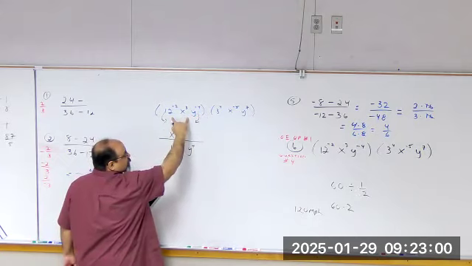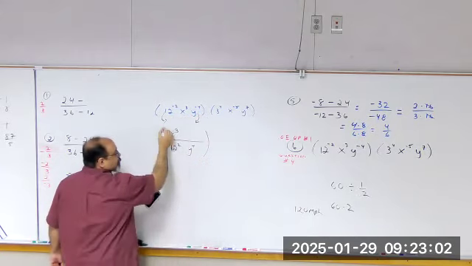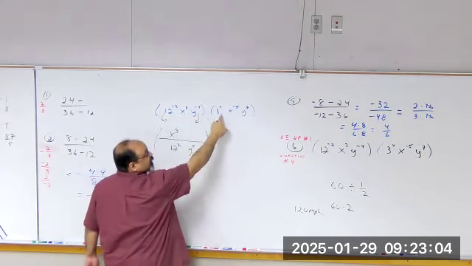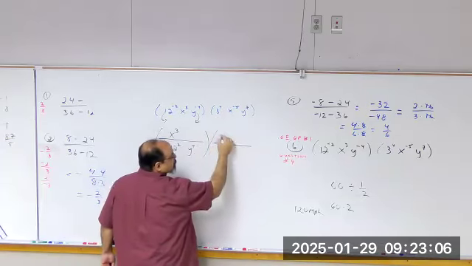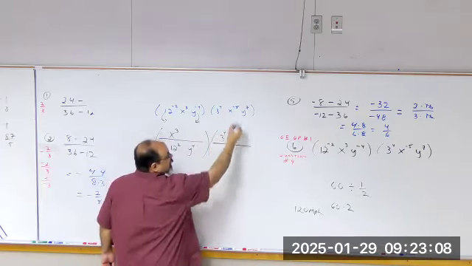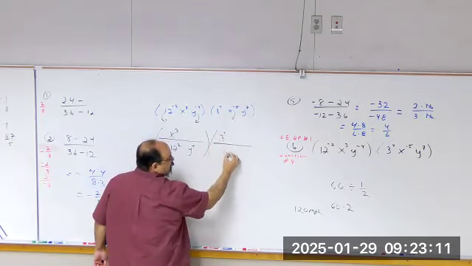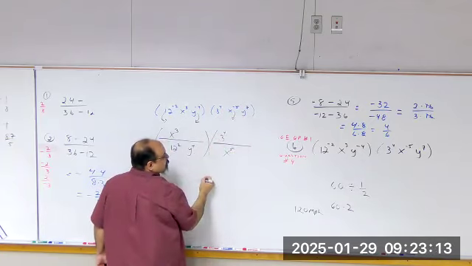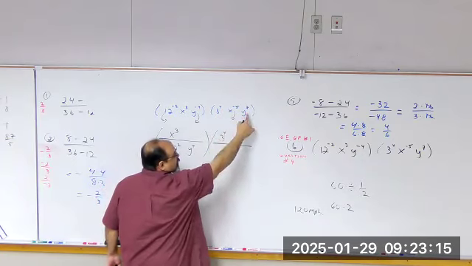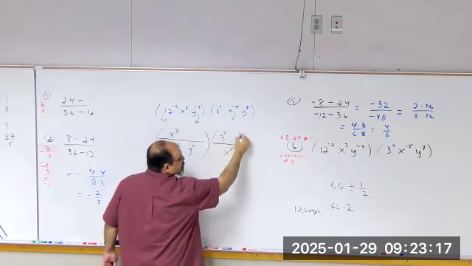So this one times this one. 3 to the +4 stays put. X to the -5 is going to flip down. It's now x to the +5. Y to the 7th, that's going to stay put.